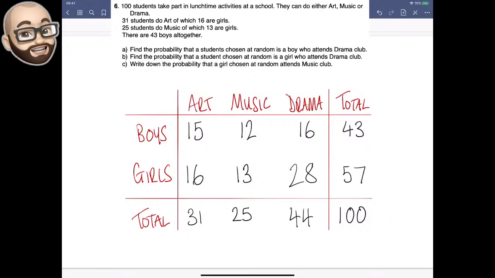Find the probability that a student chosen at random is a girl who attends drama club. So now we're looking at the girl going into drama out of everybody. So that's 28 out of 100.